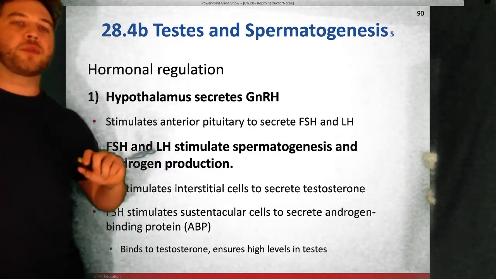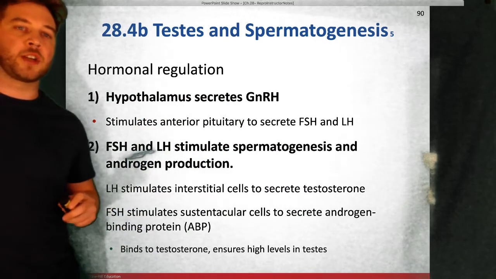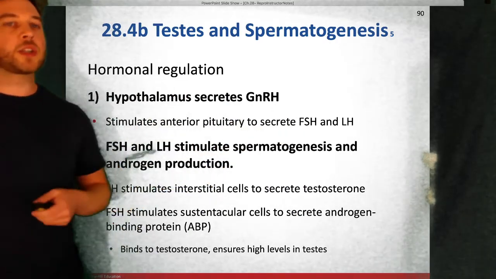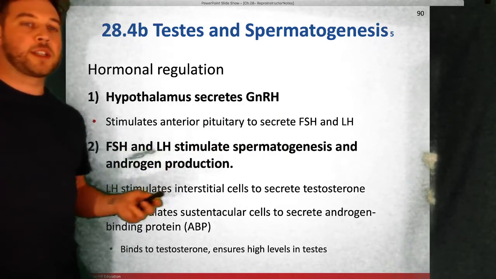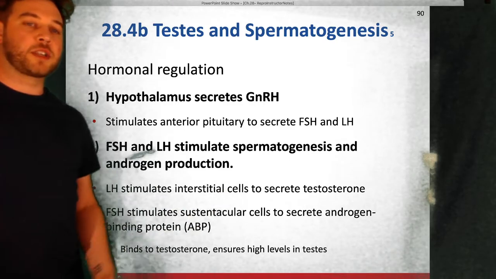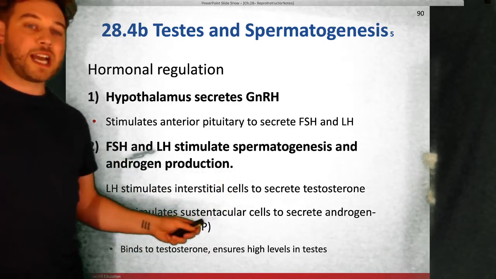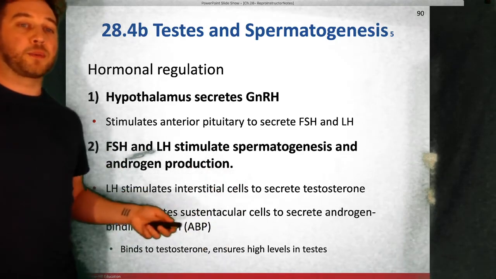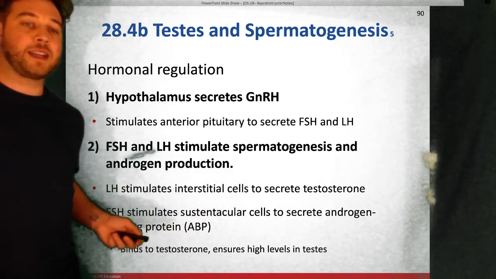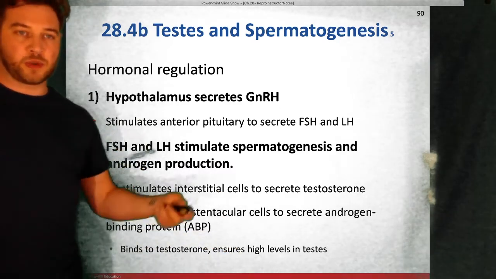Okay, so hormonal regulation of the male system. You have the hypothalamus still releasing GnRH. That's going to stimulate the anterior pituitary to secrete FSH and LH. Those two stimulate spermatogenesis and androgen production. LH is going to stimulate the interstitial cells to secrete more testosterone, and FSH stimulates the sustentacular cells to secrete androgen binding protein. And this is important because this will bind testosterone to ensure that levels stay high in the testicles to stimulate sperm production.